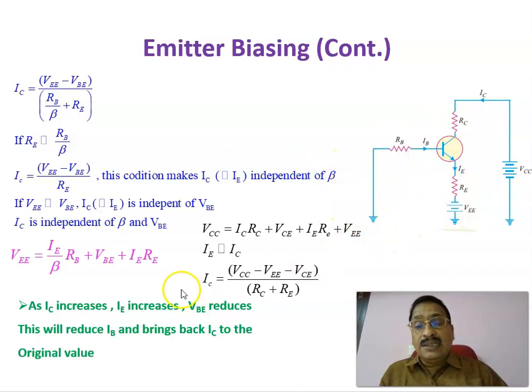That's called stabilization. Now let us come back to that one. VBE, that is, VEE equal to 1. Already we had derived the equation VEE equal to, from this loop equation, IE by beta plus RB plus VBE plus IE into RE. That is this loop equation.